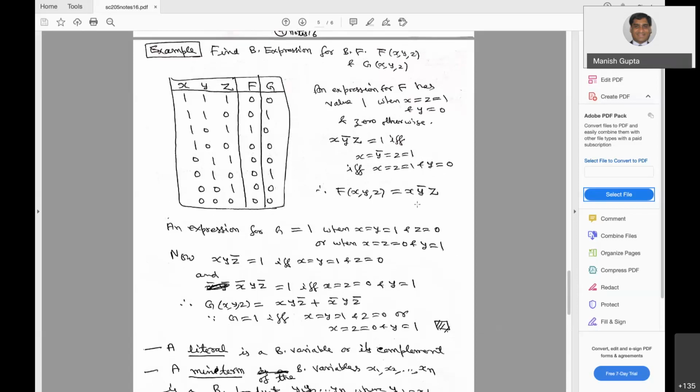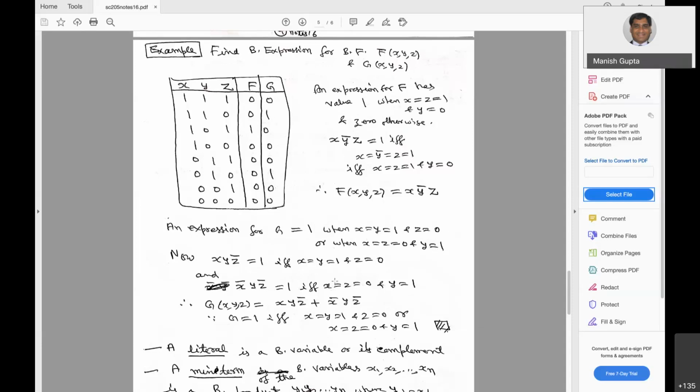Okay, this is how. Now, if you look at g, we have 1 at this place and this place, right? When we have 1 at this place, it means x is 1, y is 1, and z is 0. And otherwise it is when y is 1 and x and z are 0. So x y z bar is 1 if and only if x is 1, y is 1, and z is 0. And x bar y z bar is 1 if and only if x is 0, z is 0, and y is 1.